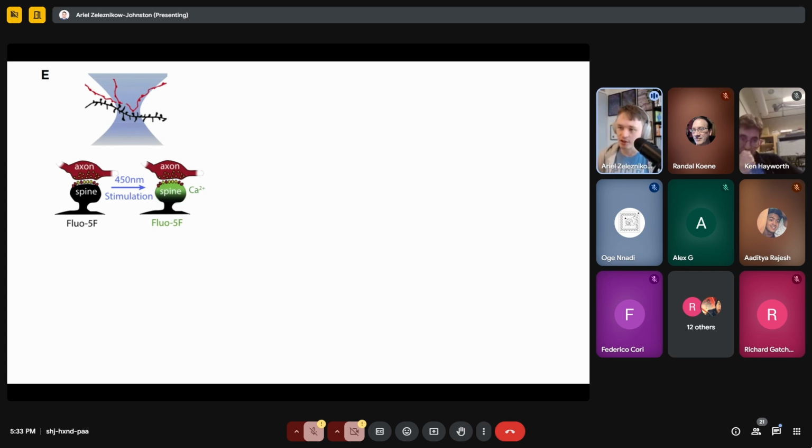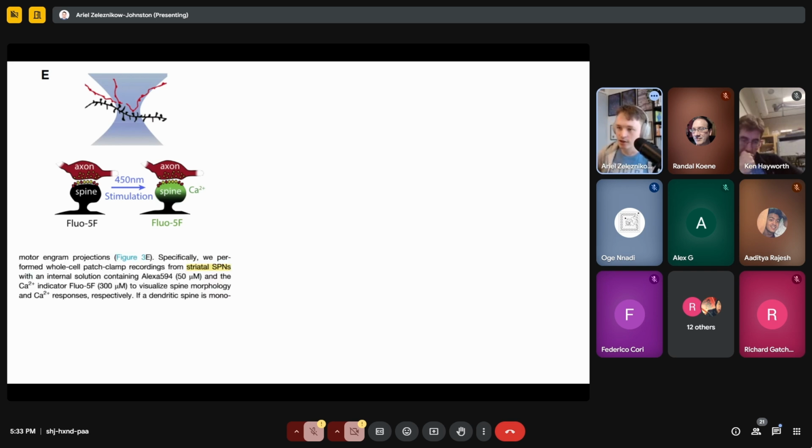What they do is insert this calcium indicator into the dorsolateral striatum, so into these SPN neurons, so that when they do the optogenetic stimulation of the motor cortex, they can actually see which particular spines become active on those dorsolateral striatum neurons, those SPN neurons. And again, it's 450 nanometer stimulation, so my bad from before, it should have been a blue laser.